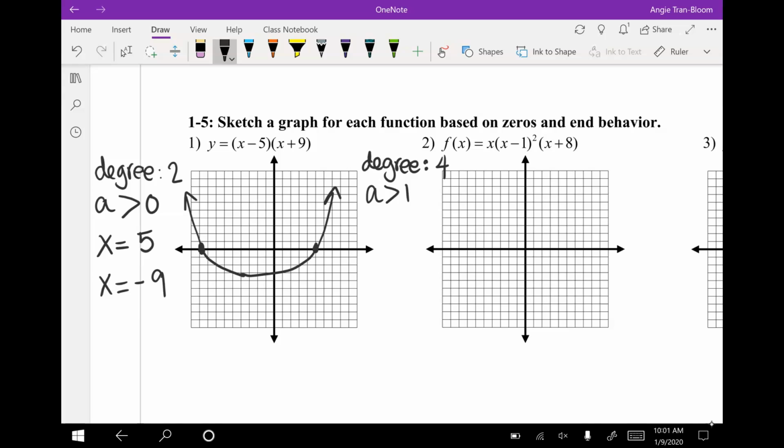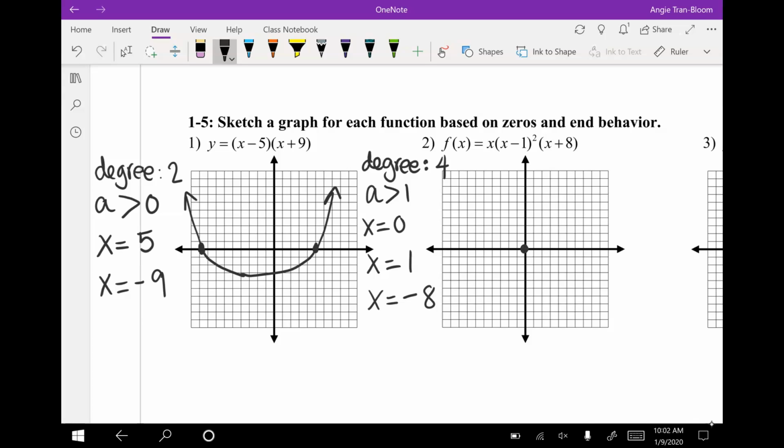How many roots do we have? How many factors do you see? 3. That means you have how many roots? 3, right? What's your first root? 0. Take x, set equal to 0, that's 0. x minus 1, set equal to 0. What's the second root? 1. x plus 8, take that, set equal to 0. Negative 8. Okay. Let's plot the roots.